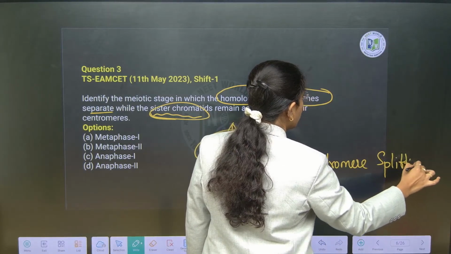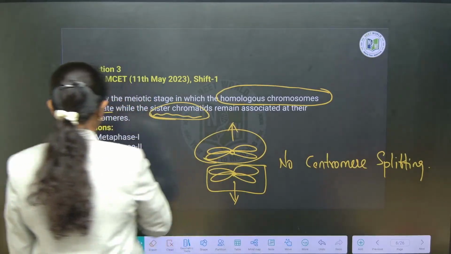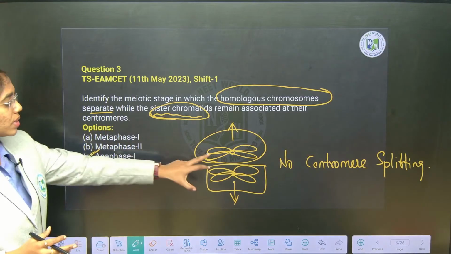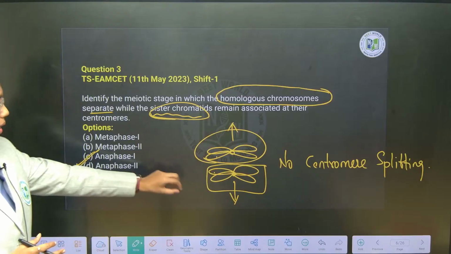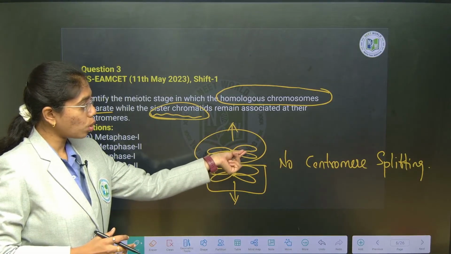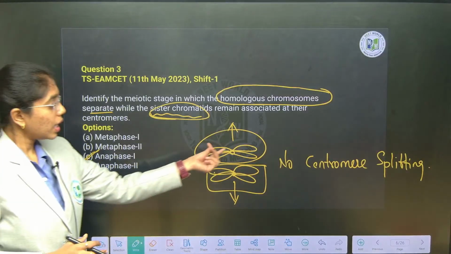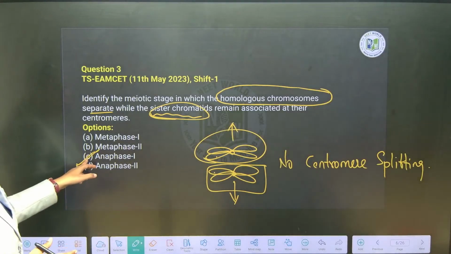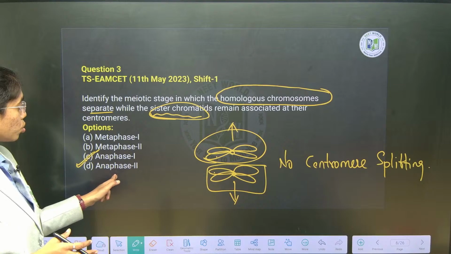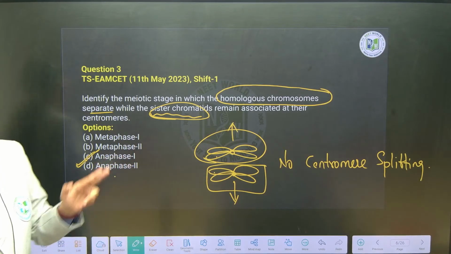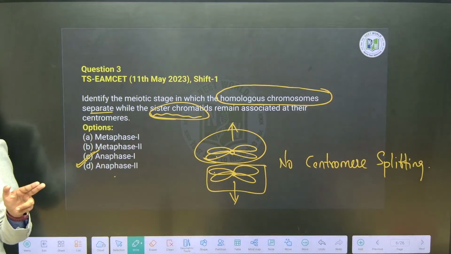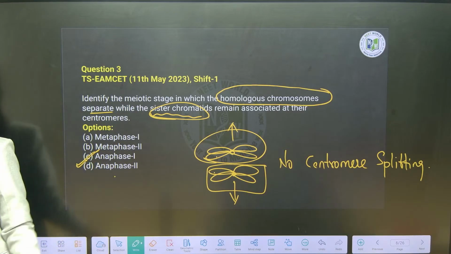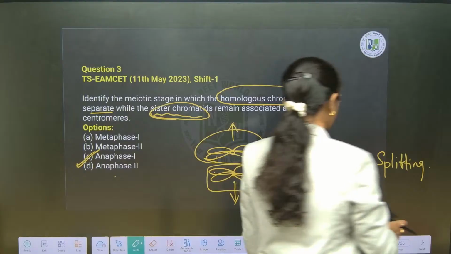This happens in which phase? Anaphase 1. Option C, this happens in anaphase 1. These are homologous chromosomes. They will separate, wherein the sister chromatids remain associated at their centromeres. Each sister chromatid moves towards the opposite poles. There is no centromere splitting. Here the right answer is option C. Whereas in anaphase 2 or anaphase of mitosis, centromere splitting occurs, wherein sister chromatids separate. Sister chromatids don't separate only in anaphase 1. Clear till here? Any doubt anywhere?